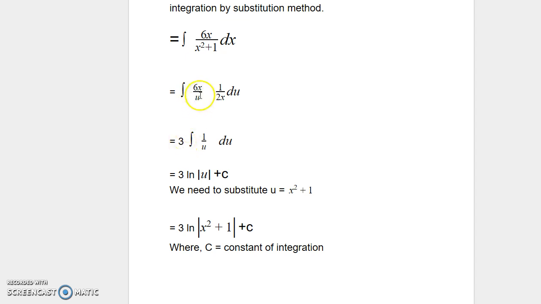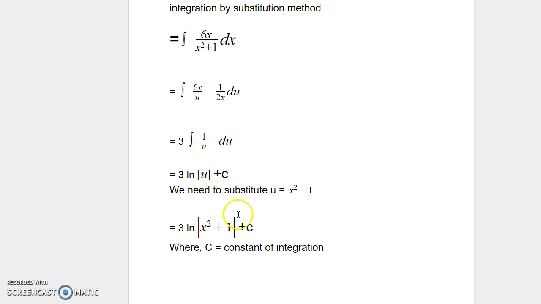6 is a multiple of 2, and when we simplify, it becomes 3. And since 3 is a constant, I've written it outside of the integration process. So we are left with 3 integral 1 over u du. When we simplify all of this expression here, it simplifies to 1 over u du. So we know the rule states that integral 1 over u du translates to ln of u. So we can write this as 3 ln of u plus c.